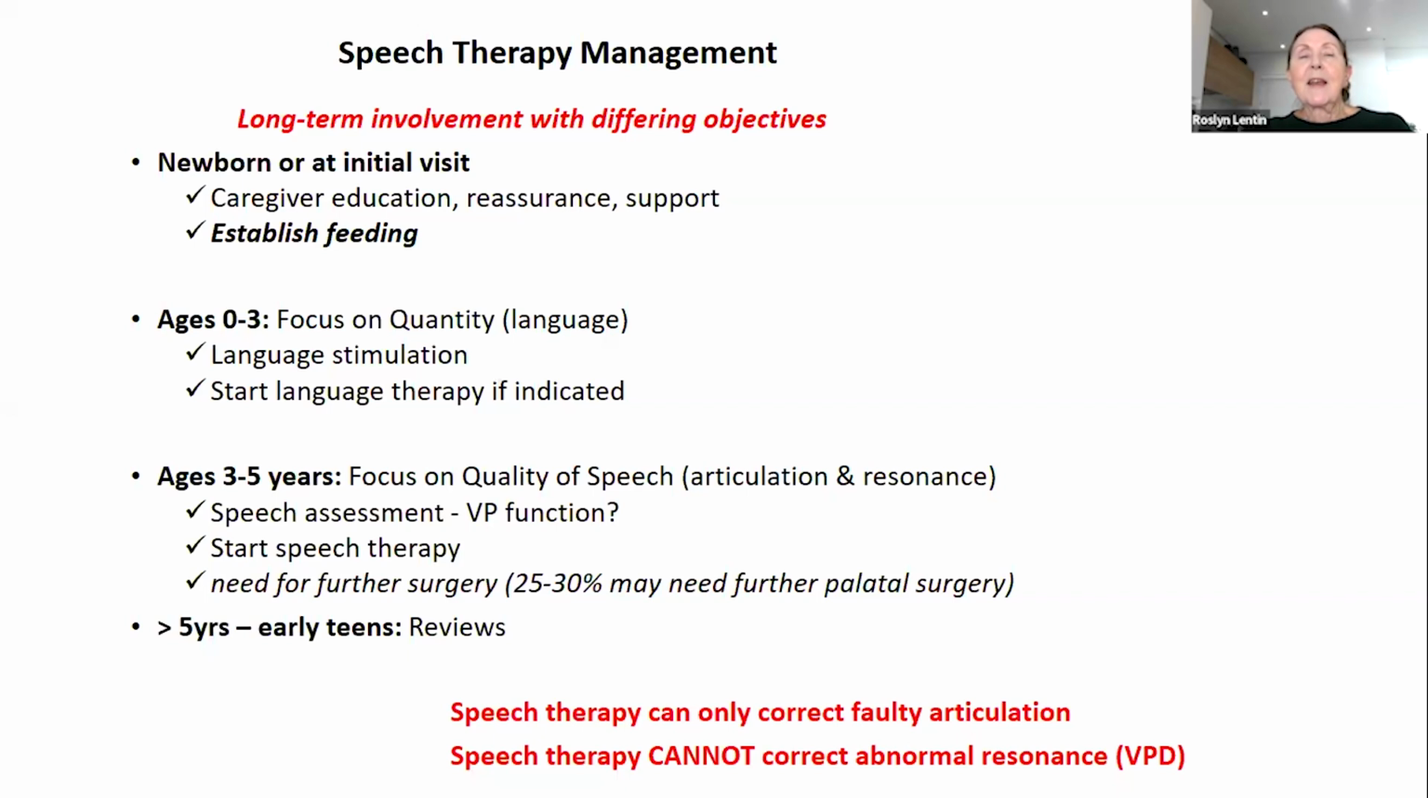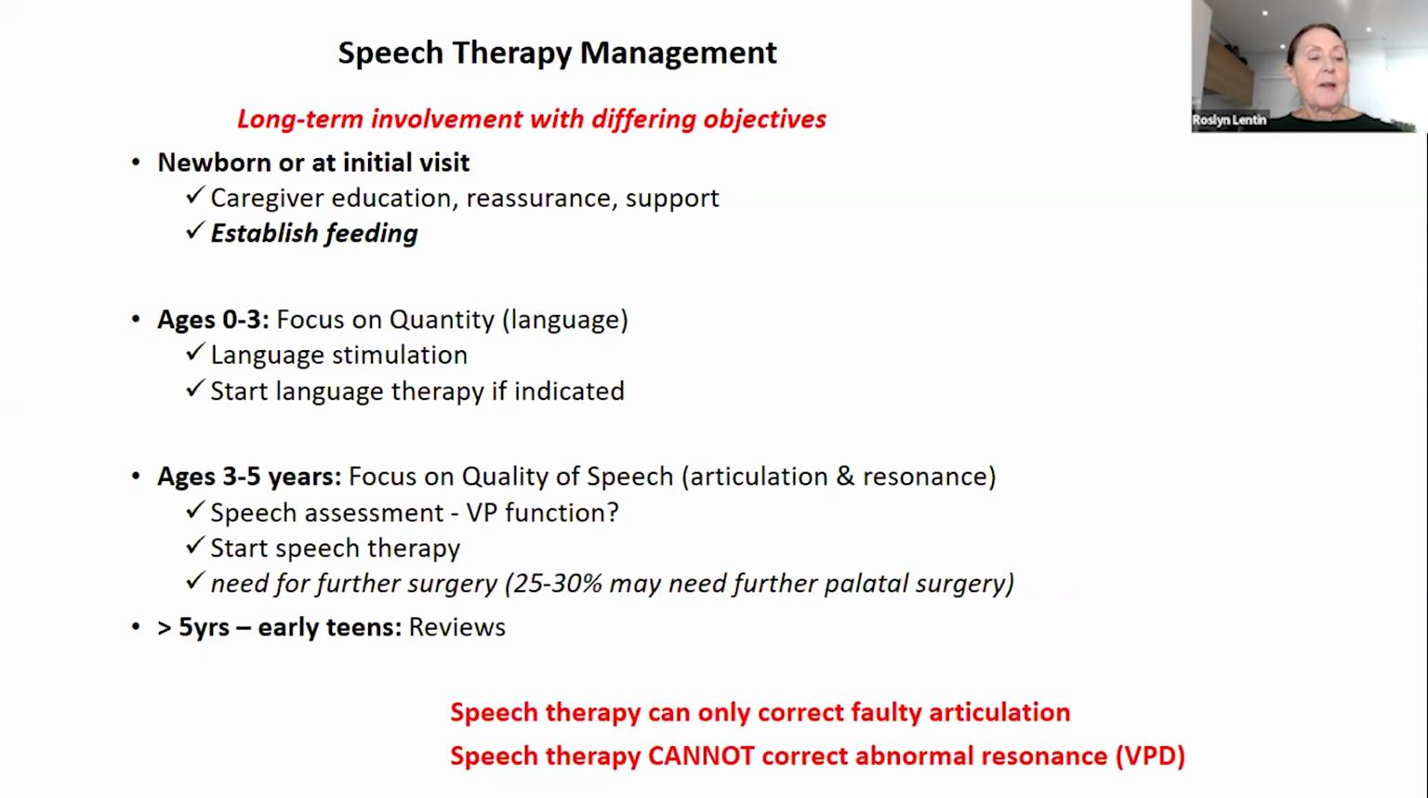At 3 to 5 years, when we in fact have a speech sample, this is where we look at whether the soft palate is closing well. So we're evaluating the work of the surgeon, to say either we're going to start speech therapy or we might have to refer for further surgery. It's known that 25 to 30% of children might need what we call secondary palatal surgery because of this hypernasal quality.